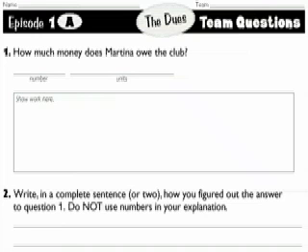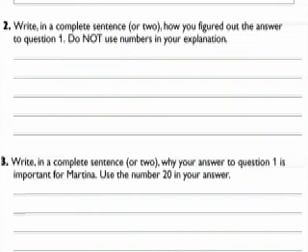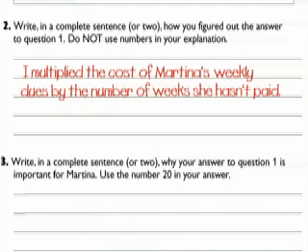The first question asks students to solve the problem presented in the story. The answer must include both a number and units. How much money does Martina owe the club? $18. The second question asks students to explain how they found their solution. Students must answer in complete sentences and must not use any numbers in their explanation. I multiplied the cost of Martina's weekly dues by the number of weeks she hasn't paid.